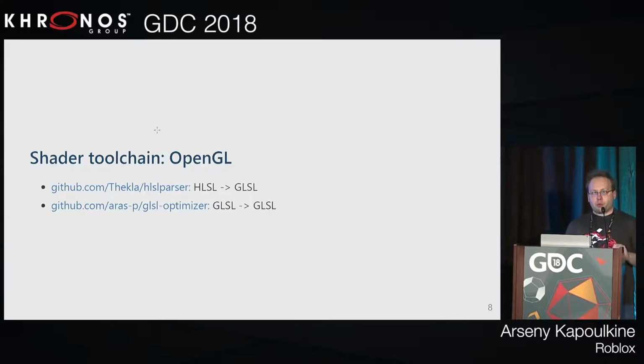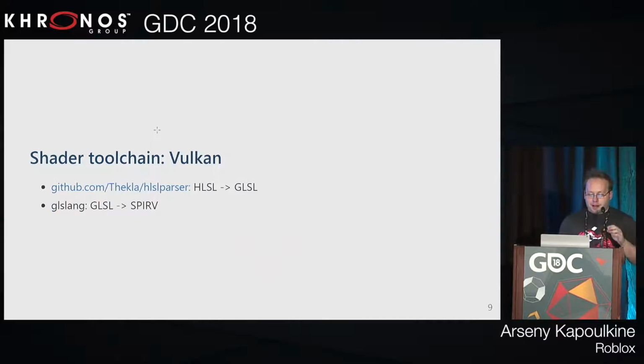So at the time when we were porting, the HLSL efforts in Vulkan were very early. They were not ready for production. So what we did was a sensible thing. I mean, you can take GLSL and just pipe it through GLSlang to get SPIR-V, right? Pretty simple.